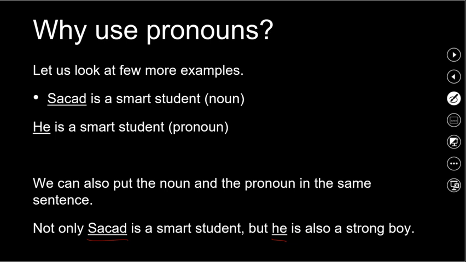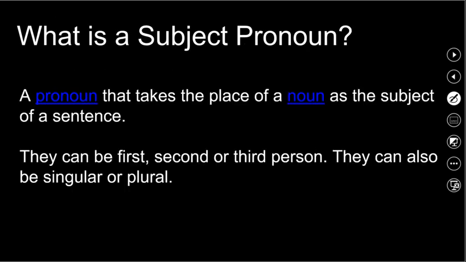That type of pronoun is called a subject pronoun because it takes the place of the noun as the subject of a sentence. Once it takes the place of the noun, the pronoun becomes the actual subject. Do we understand that? Hopefully we do. If you don't understand, make sure you repeat the video.